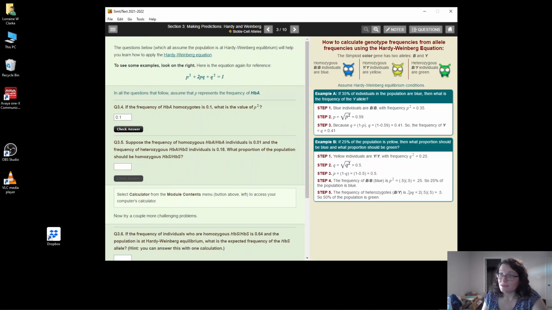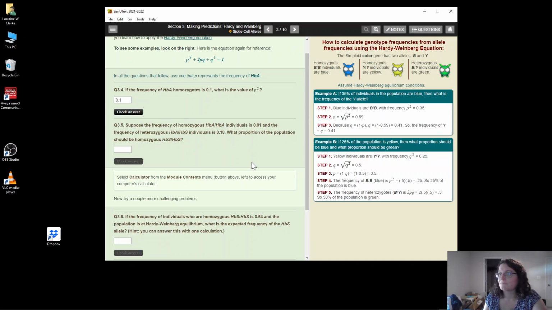But in this way, I want you guys to figure this out, okay? Build that out. Remember, P squared, HBA HBA individuals, 2PQ, HBA HBS individuals, plus Q squared equals 1. So figure out what these two are added together and then figure out what you need left to get to 1. You guys can figure this out on your own, okay?